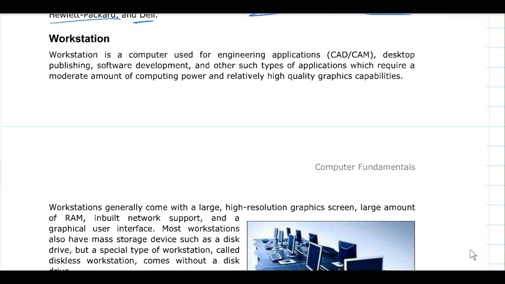A workstation is a computer used for engineering applications, and they run high-end tasks, and most of the time they are used for CAD and CAM. CAD is computer-aided design, and CAM is computer-aided manufacturing. CAM is for manufacturing, and CAD is for design. So that is the only difference. The CA means the same, computer-aided.